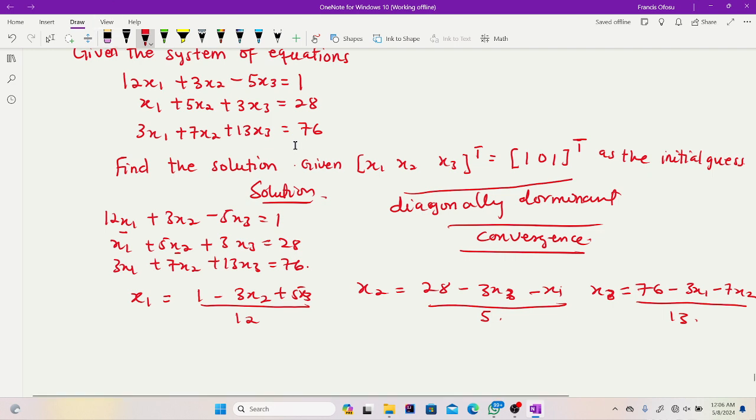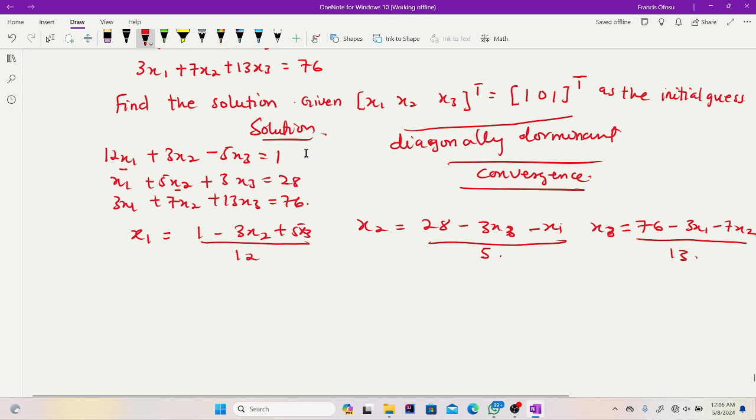So the question didn't state the number of iterations, but you're going to do 3 iterations. For examination purposes, the number of iterations should be stated. So here, let's do 3 iterations and see. For the first iteration, you have to find new values for the unknowns.